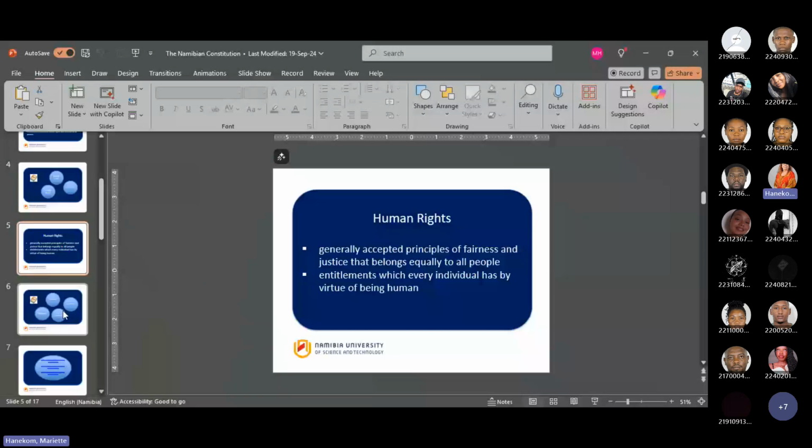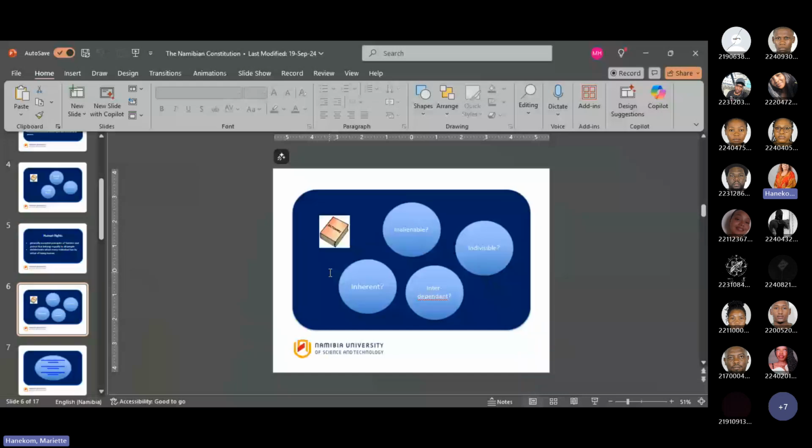In the notes, there is a discussion about what human rights are. Make sure you go through that and that you understand these terms. Human rights are inherent. They were not something that was given to us as a gift. We have them because we are human. They are inalienable. You cannot give them away. You cannot take them away.